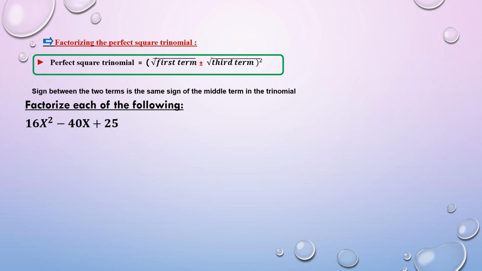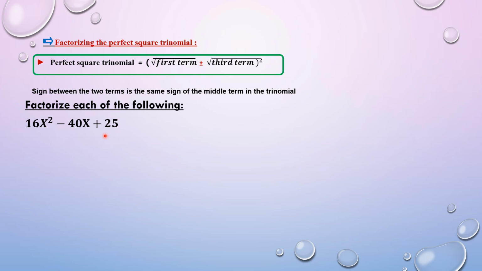16x power 2 minus 40x plus 25. Okay, look at the first term. 16x power 2 is perfect. Its square root equals 4x and it is positive. The third term is positive 25. The square root of positive 25 equals 5. So the first term and the third term are perfect squares. What about the middle term? Its rule equals 2 times the root of the first term multiplied by the square root of the third term. Okay, 2 times 4x times 5 equals 40x. So this expression is a perfect square.